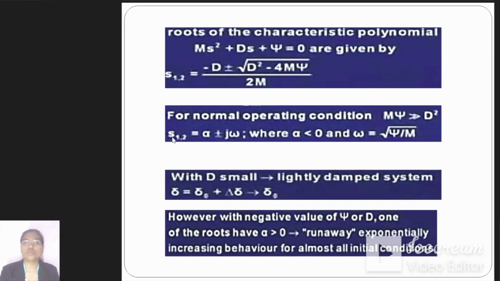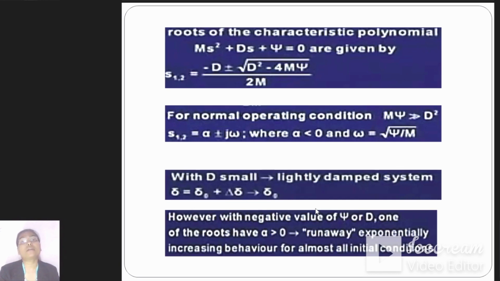Because there are two roots, one is α plus or minus jω, so one of the roots is greater than 0. As I have already told you, when α is negative, the real root is on the left hand side, and it is making the system totally stable.